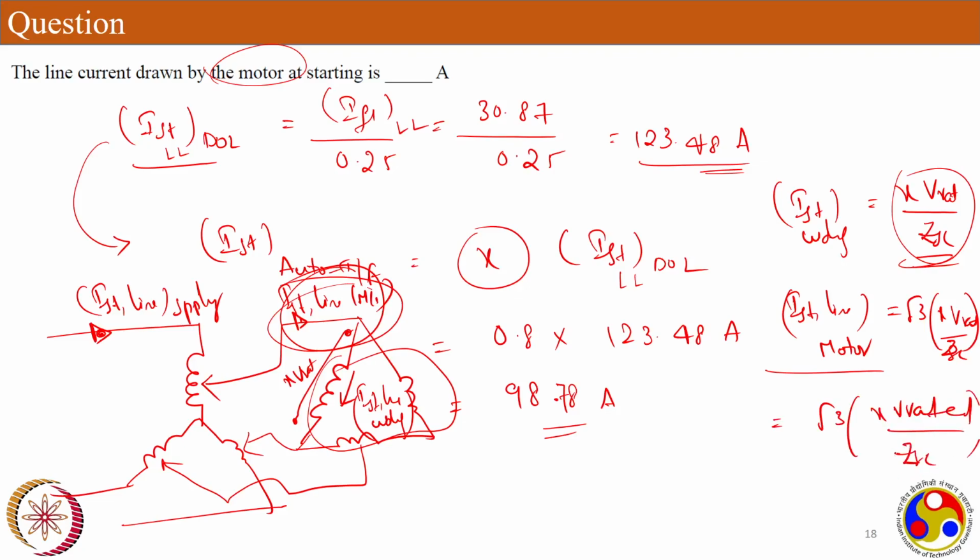Okay, now this is what is asked. If it is supply, it will be x square times. Now root 3 times V rated by ZSC is what? It is the IST line current drawn by DOL. You got that?